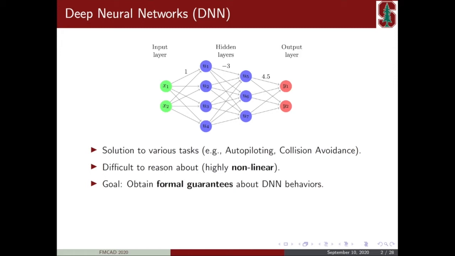The goal of our work is to develop techniques to efficiently reason about DNNs and obtain formal guarantees about their behaviors. In particular, we focus on DNNs with ReLU activation function, which is a piecewise linear function.